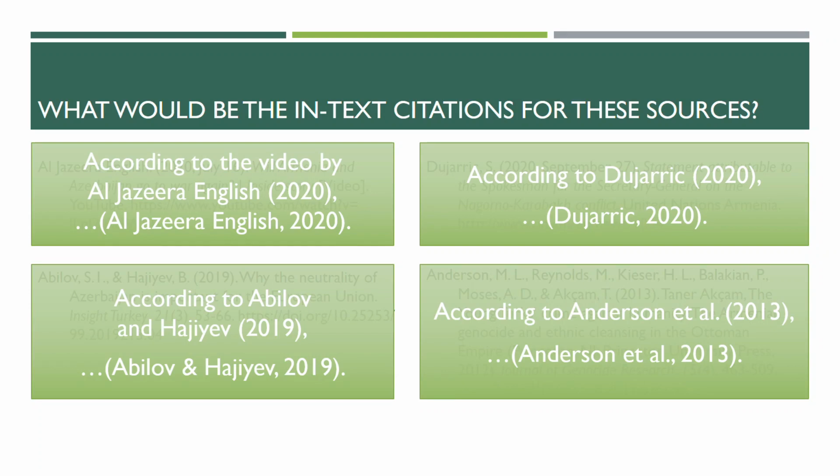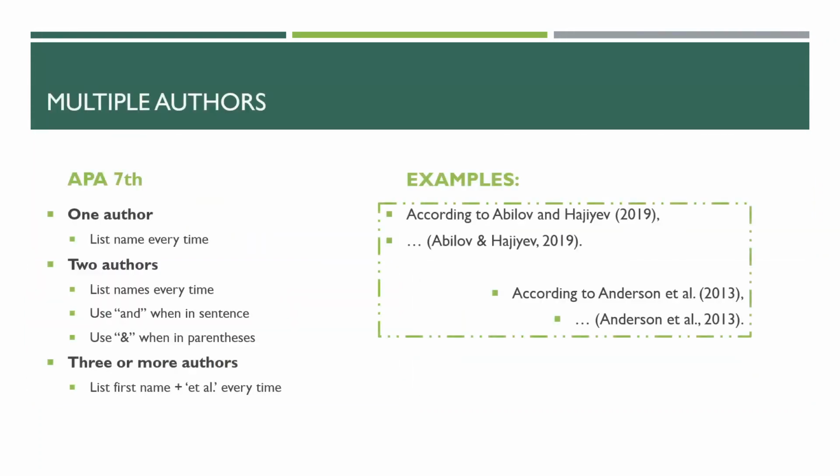Let's talk a bit more in detail about the differences between these depending on the number of authors listed on a source. Try to remember the following formula for how to incorporate author names for a source in your writing in APA 7th citation style. When you have one author, you list their name every time, no matter what. When you have two authors, you list their names every time.